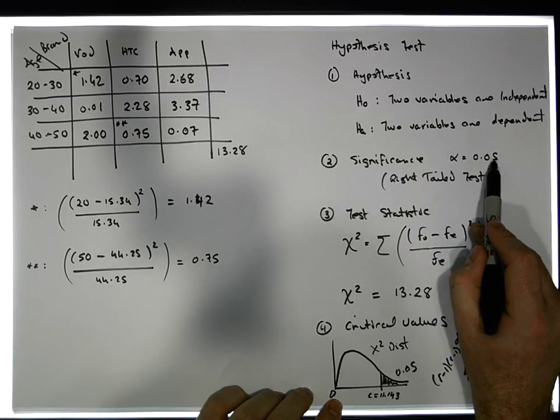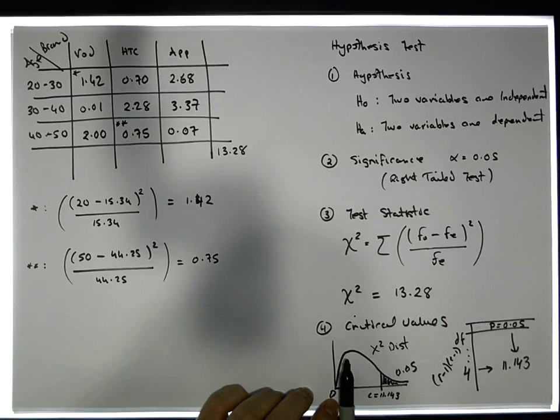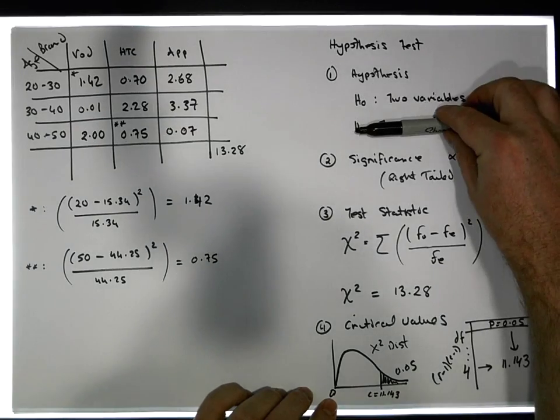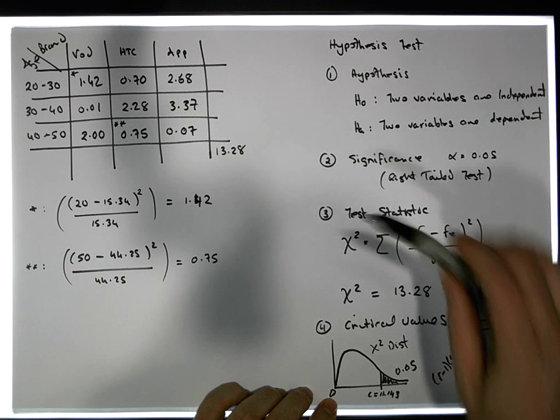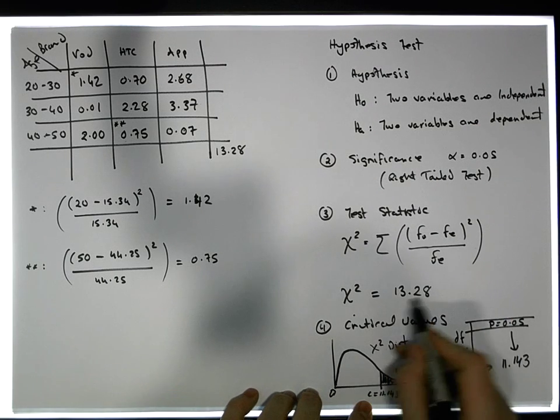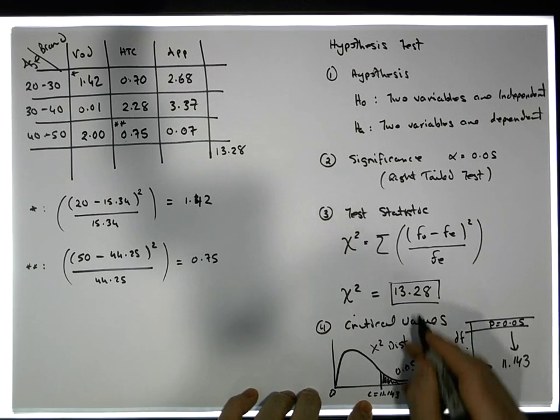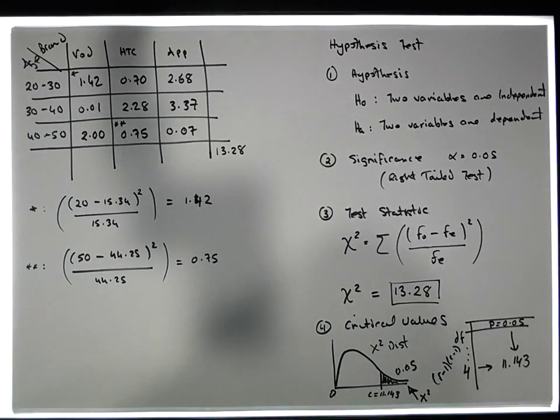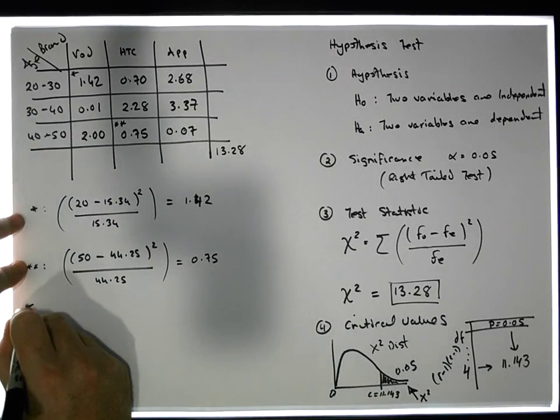In other words, we need to be that far away from here for us to be able to infer that there's a difference, in other words, to reject the null in favor of the alternative, and that's what this significance is all about. Now, our test statistic is 13.28, which is in here. It's in the rejection region. That's our test statistic in there. Okay, so our decision, step 5.